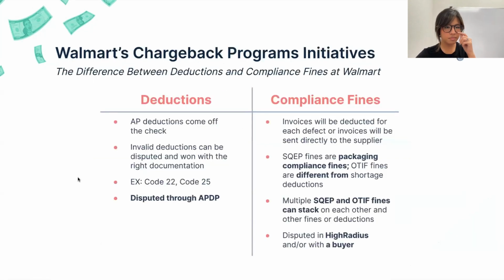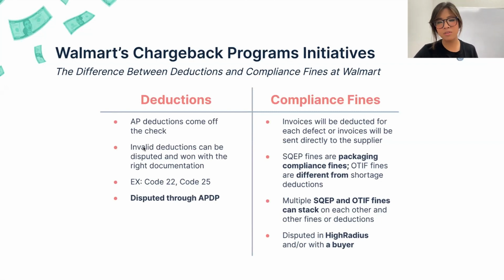So just so you guys know, recapping everything I've talked about, the key things to remember are AP deductions are going to come off the check. You invoice Walmart for a certain amount, they won't pay you in full. So that's a deduction. There are situations where you have invalid deductions, and we're going to get really deep into that today. But essentially, let's just use a shortage example.